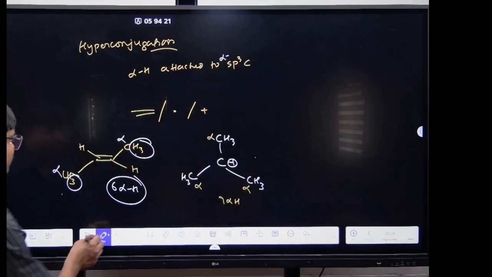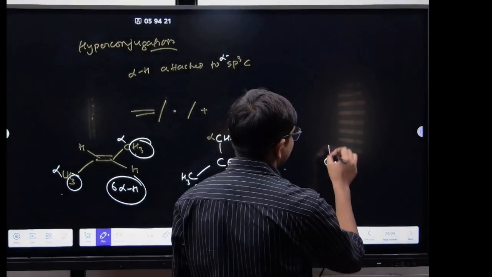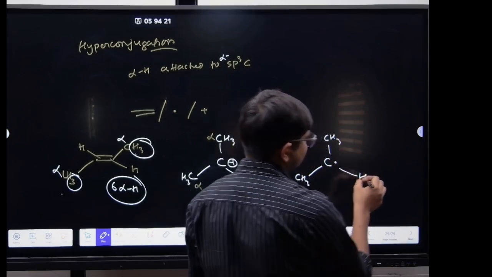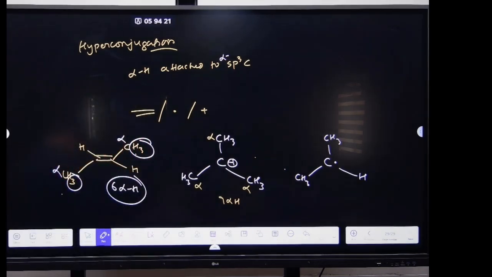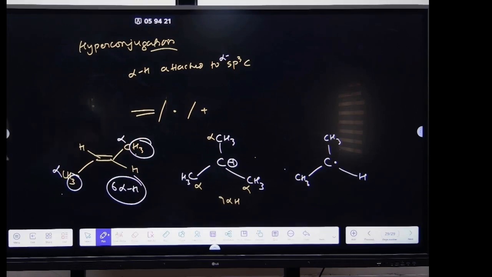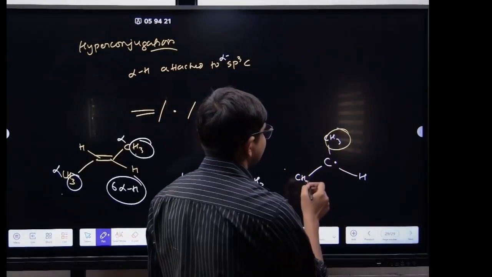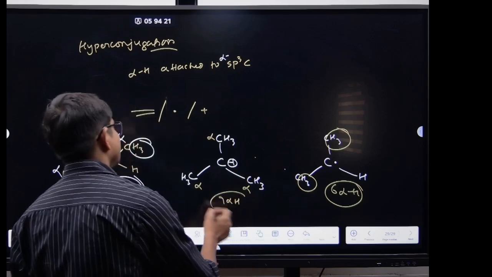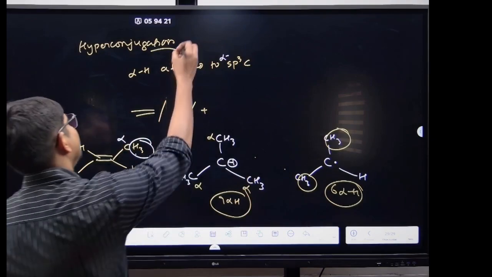Now radical, for the same case, a radical will be there, right? So see here, radical, CH3 and CH3. How many alpha hydrogens? See here, tell me how many alpha hydrogens there will be. Total will be 6 alpha hydrogens, right? This alpha hydrogen will be 3 plus 3, that is 6 alpha hydrogens. For the carbocation 9 alpha, for the radical 6 alpha. This is also known as the Baker-Nathan effect.